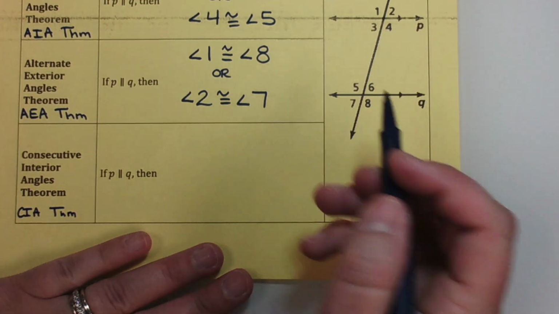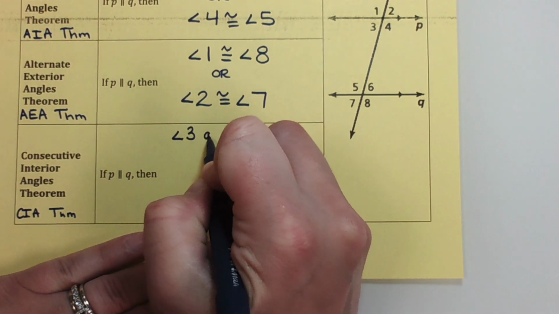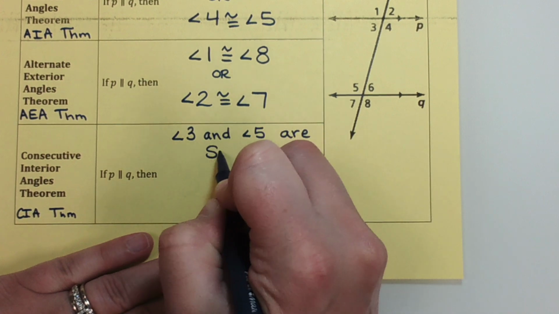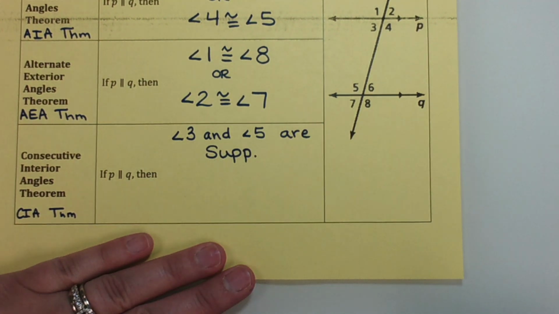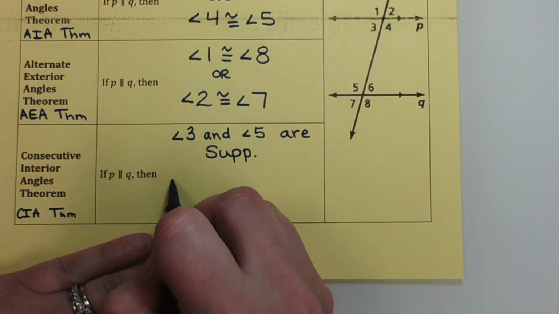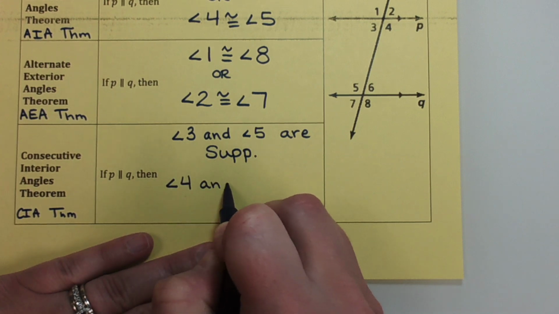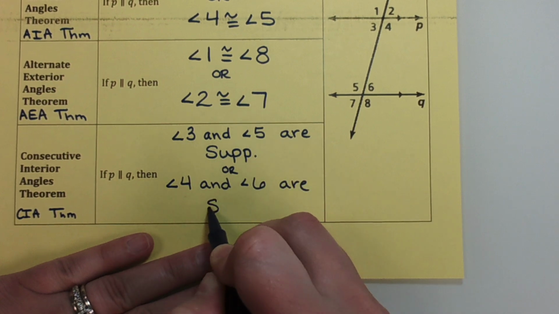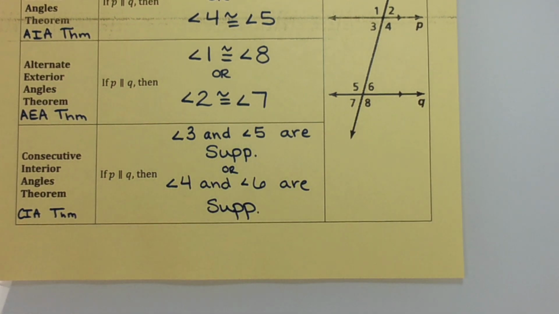Would be like 3 and 5. And they are supplementary. Angle 4 and 6 is the other pair. Now we have all our information about our angles on one sheet, and that is going to help us as we move forward.